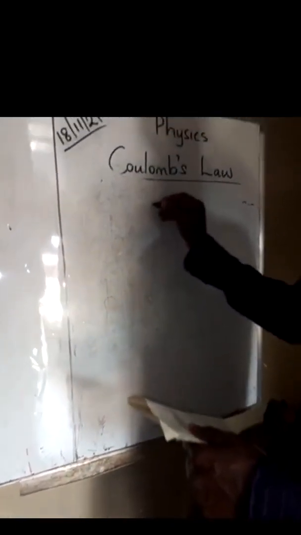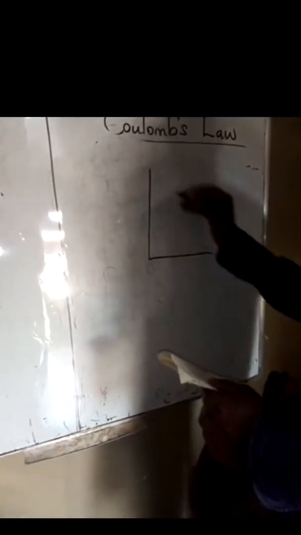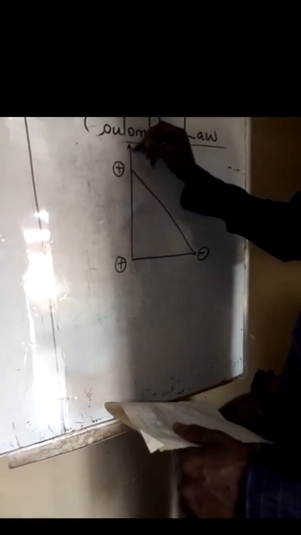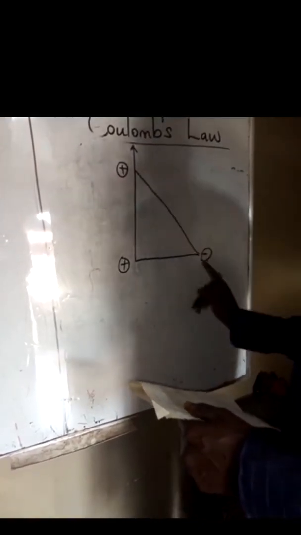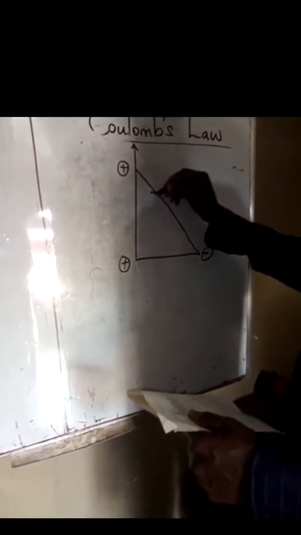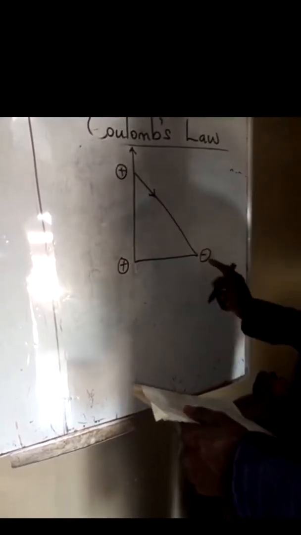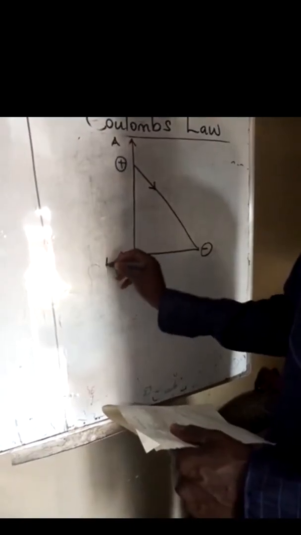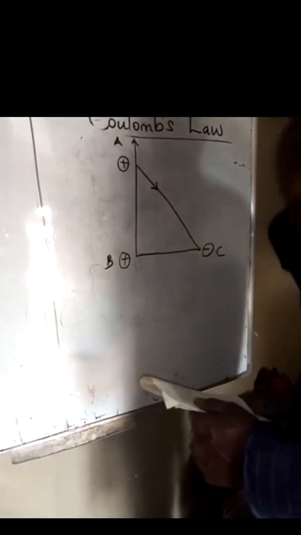Now we have been given the angle. We have something like this. This one is negative, this one is positive, this one is also positive. So if this is positive, then the direction will face up. Then if here is positive and here is negative, then the arrow will face down because there's going to be force of attraction between this and this. So this is A, this is B, and this is C.